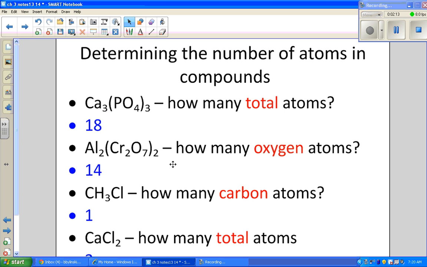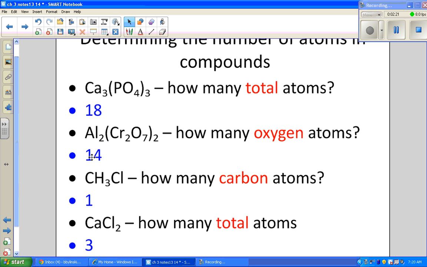Now what if I asked you for just one particular element? So in this formula, this large formula, I'm just asking you for oxygen. So how am I coming up with the number 14? Here's O. It has a 7 next to it, but it's in the parentheses with a 2 on the outside. So that distributes, and it makes 14. 7 times 2 is 14.